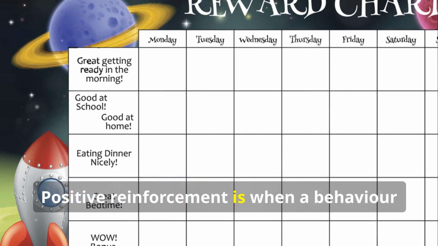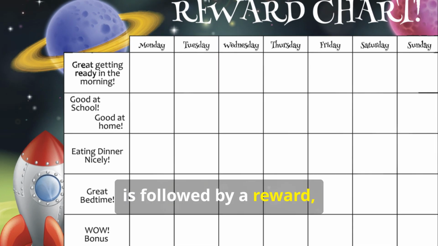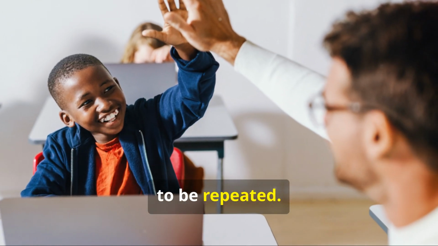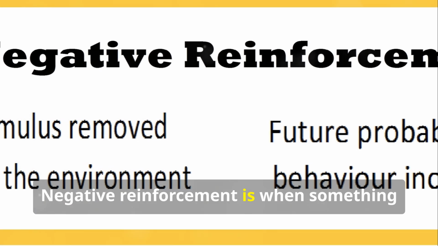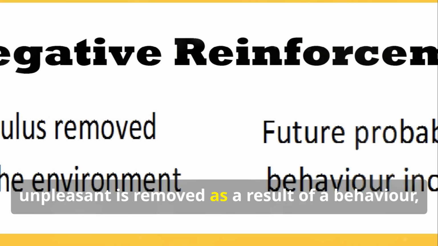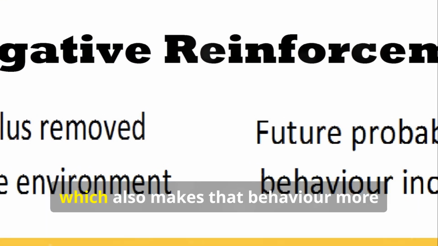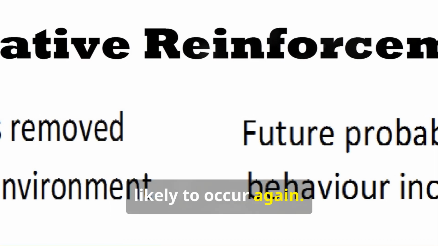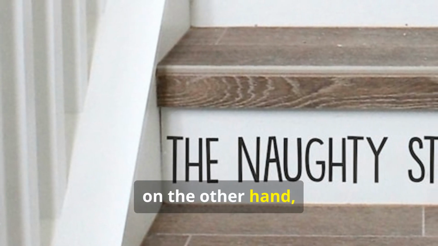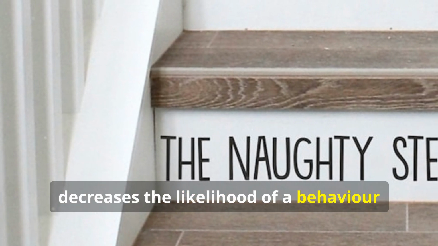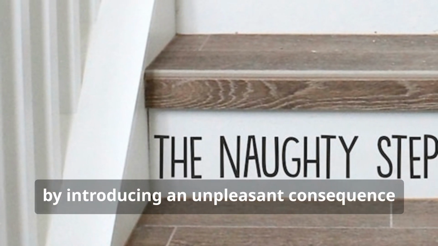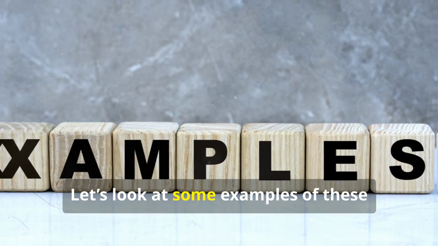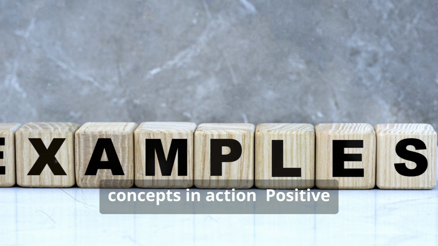Positive reinforcement is when a behavior is followed by a reward, making it more likely for that behavior to be repeated. Negative reinforcement is when something unpleasant is removed as a result of a behavior, which also makes that behavior more likely to occur again. Punishment, on the other hand, decreases the likelihood of a behavior by introducing an unpleasant consequence or removing something desirable. Let's look at some examples of these concepts in action.